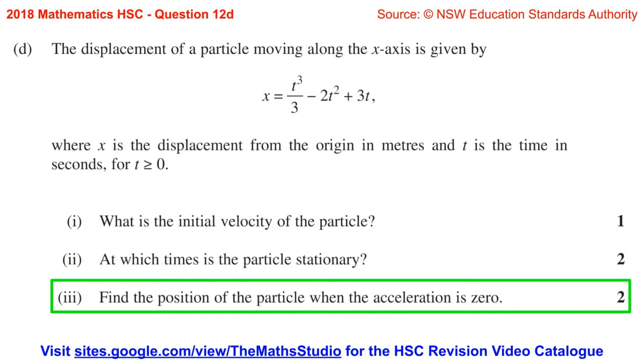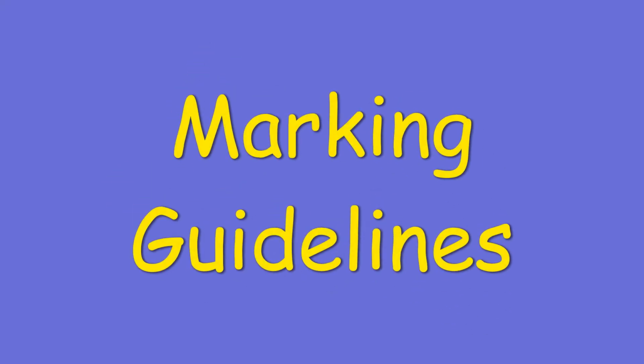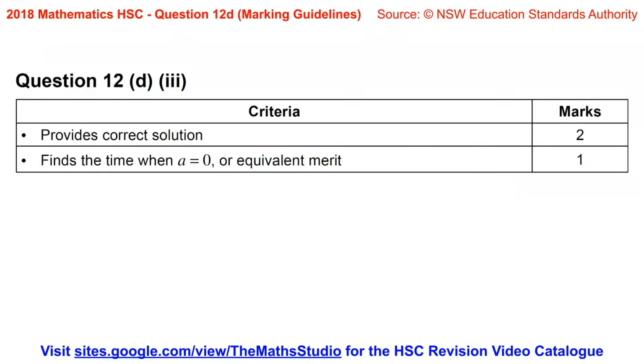Part 3. Find the position of the particle when the acceleration is 0. The following are the marking guidelines for question 12d, part 3. For 1 mark, we have finds the time when a equals 0 or equivalent merit, and for 2 marks, we have provides correct solution.